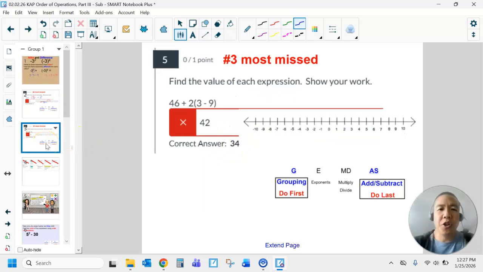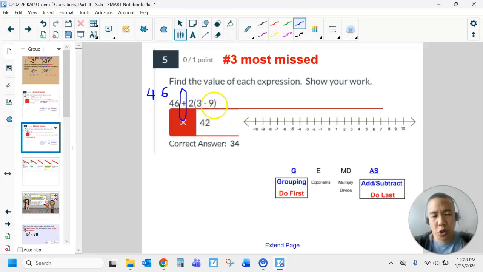Then I went over the third most missed problem. It was number 5. Find the value of each expression. First of all, in order of operations, what operation comes very, very last? The adding and subtracting. Let me highlight this. Do this last because you are separating the terms. The left term says 46. Can I do anything to this left term? No, it's just 46.